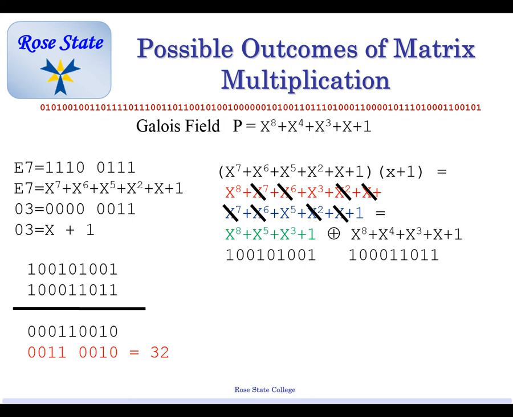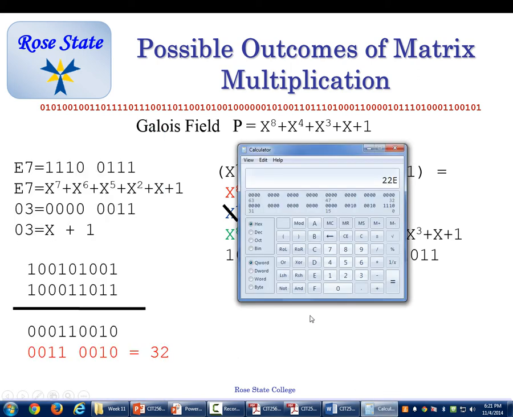So, what happens if you just put in E7 times 3? Well, I think we just did that. Oh, did we? Okay. Let's try it again, make sure. E7 times 3.